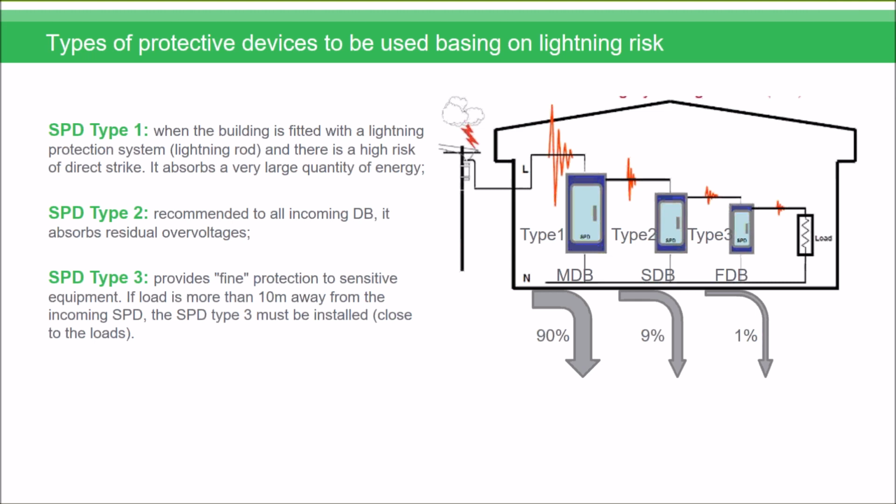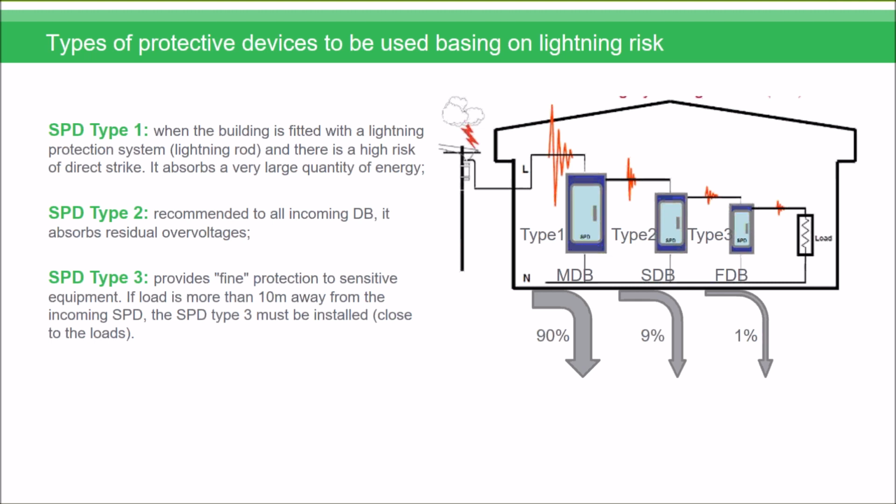So different types of protective devices are used based on lightning risk. We have type 1, which is used where a building may have a lightning protection system. You may have seen outside commercial buildings a copper strip that runs down the side of the building. That's your lightning rod or your lightning protection system, and that's where you would have a high risk of direct strike. Your type 1 device absorbs a very large quantity of energy at that top level.